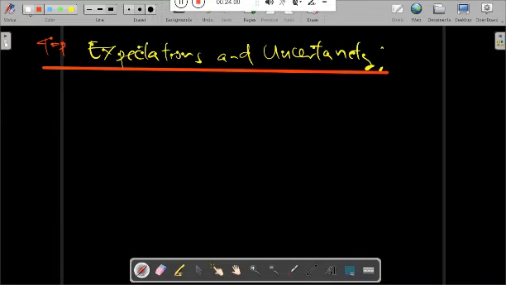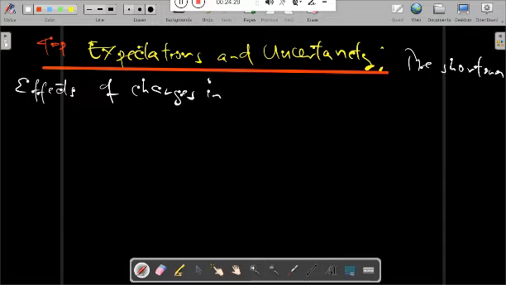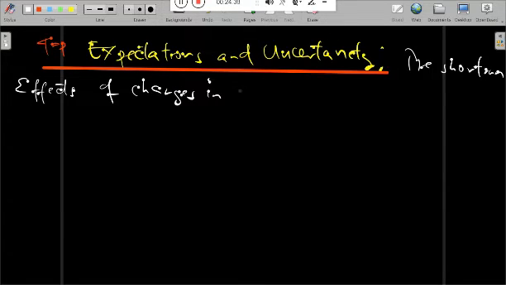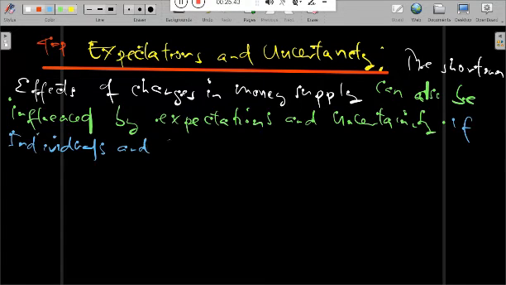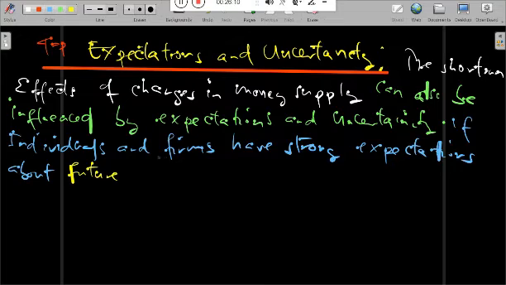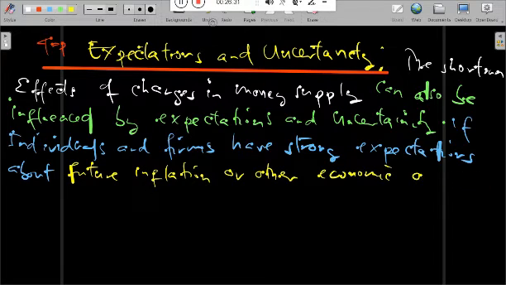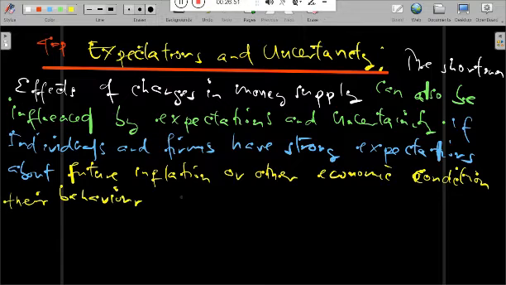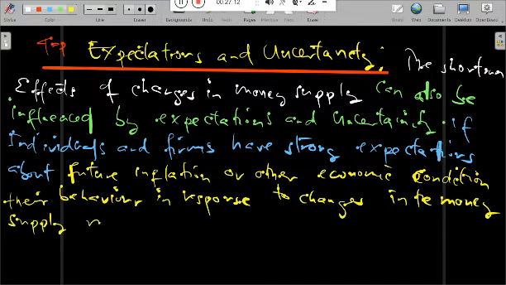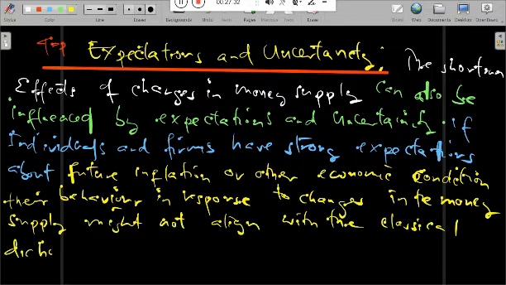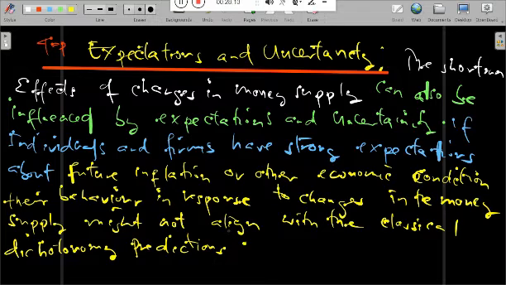Another reason is expectation and uncertainty. The short-run effects of the changes in money supply can also be influenced by expectations and uncertainty. If individuals and firms have strong expectations about future inflation or other economic conditions, their behavior in response to the changes in money supply might not align with the classical dichotomy predictions. Remember, expectation means something that an individual expects to happen, and uncertainty is not understanding what will happen in the future.